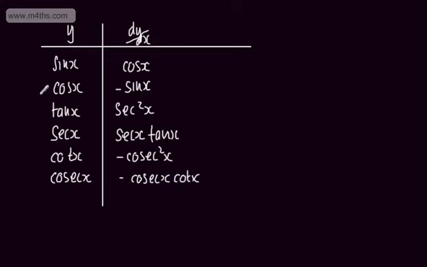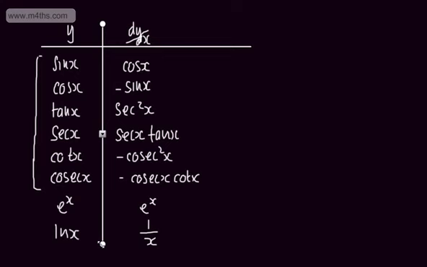So these were our trig standard results, and we'll build on these as we go. Then we had the exponential. If y was equal to e to the x, the derivative was also e to the x. And that was one of the key features of the exponential function, which we spent some time looking at. And if we had the natural log of x, the derivative was 1 over x. So that gives us our basic list of standard results.